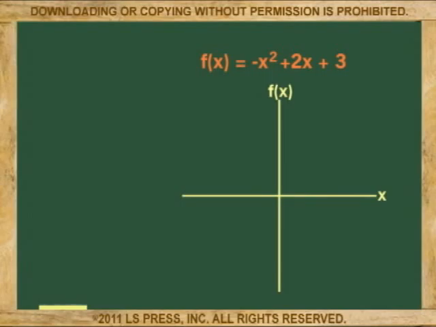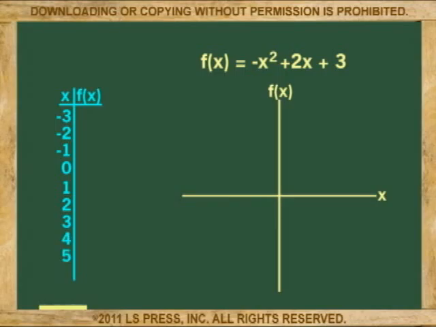Another parabola forms when we plot the function f of x equals negative x squared plus 2x plus 3. First, we build the table, when x equals negative 3, negative 2, negative 1, 0, 1, 2, 3, 4, 5.